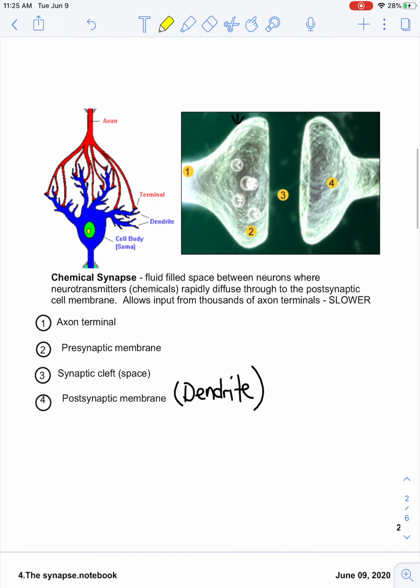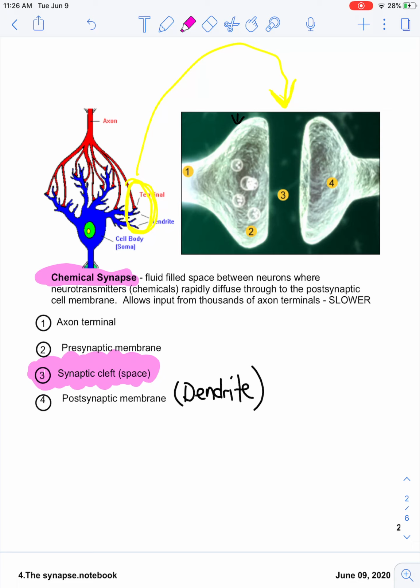And so here is the type of synapse we actually have. So what we're doing is we're just blowing up one of these pathways that go from an axon terminal to a dendrite. We're going to look at it. And you should notice here that we have a space in between those two neurons, okay? The space between them is called the synaptic cleft. And the fact that there is a synaptic cleft means this is a chemical synapse, okay?